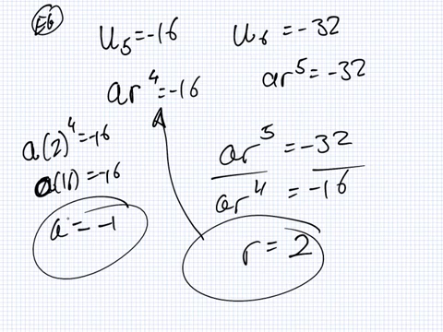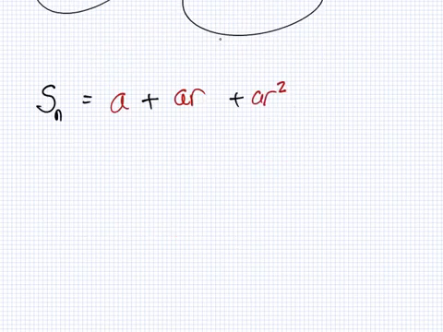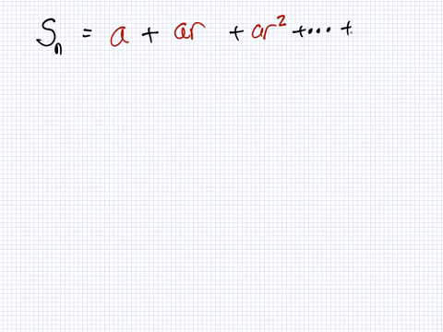Okay. Next, now you can probably guess what's the next formula we're going to have a look at. The sum. So Sn equals, what's the first term? A. Plus the second term? A R. And then the next one is A R squared. This continues. And what's the last term? A R to the power n minus 1.